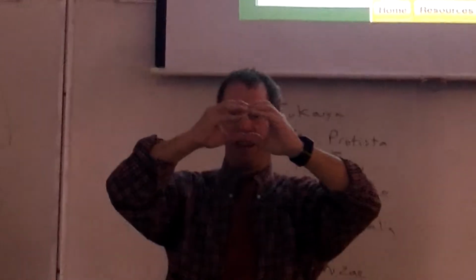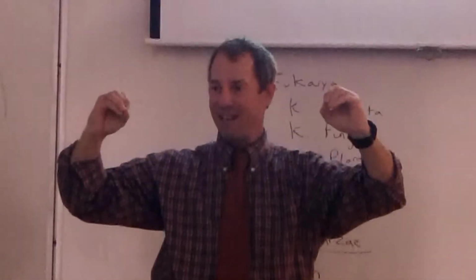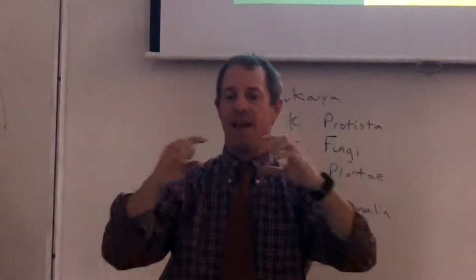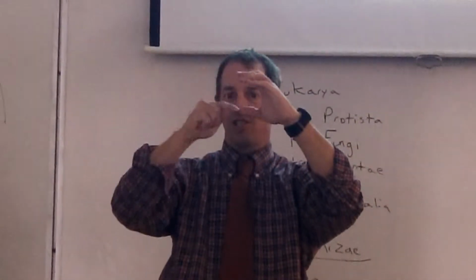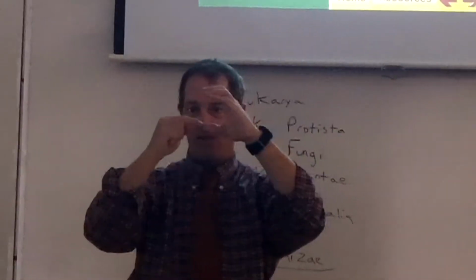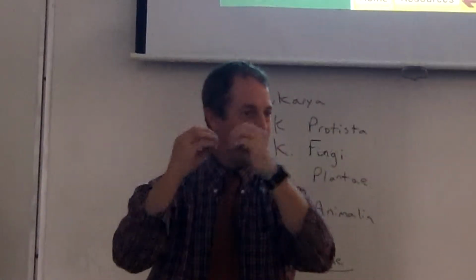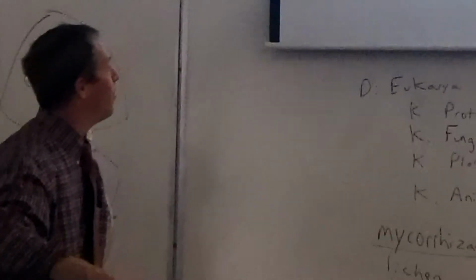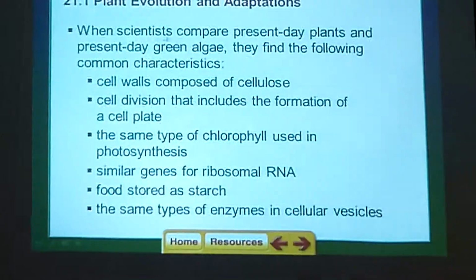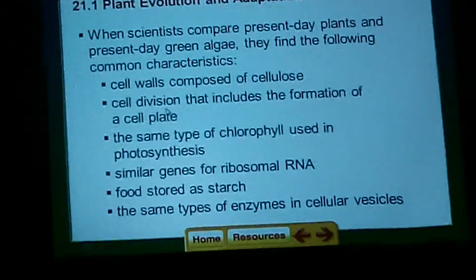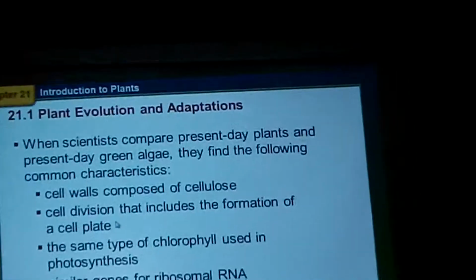So, when animal cells divide, they go like this. Whoop, right? But when plant cells divide, they stay rectangular, but a little cell plate forms between the plant cells. So it's kind of like a line gets drawn in between the two cells. They don't pinch inward, in other words. So that's both plants and green algae that have that type of cell division.